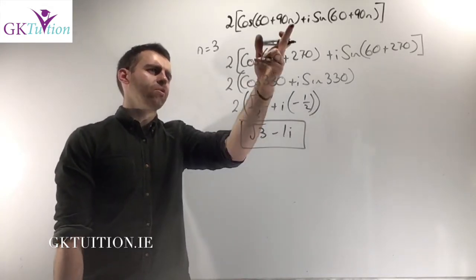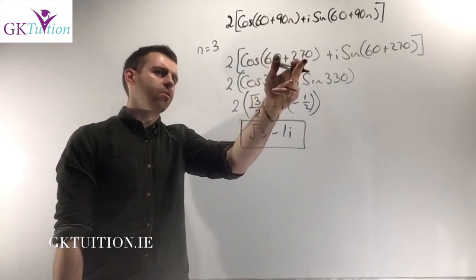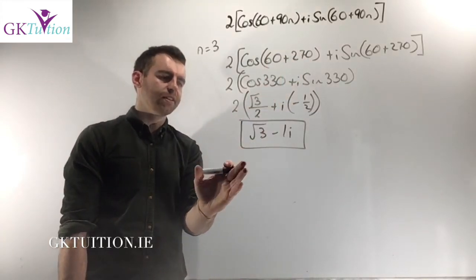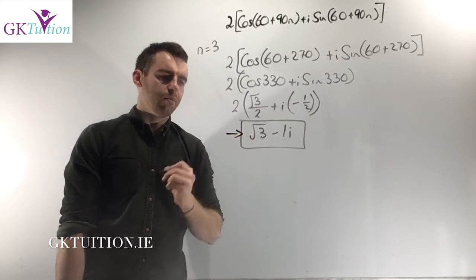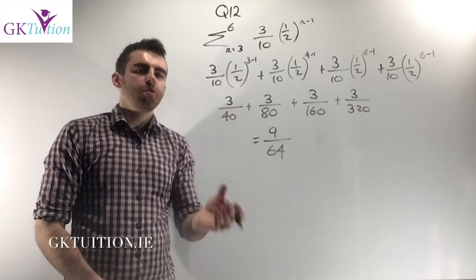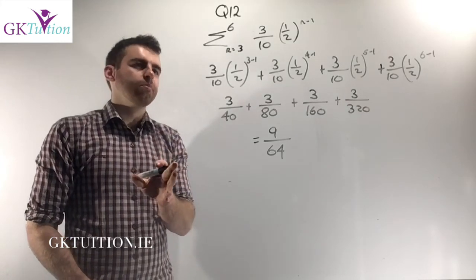If I sub in n equals 3, obviously 90 times 3 is 270, plus 60 is 330. And if I simplify it down, I end up with root 3 minus 1i as my fourth answer for this one. Question 12 here, we were just dealing with an obscure symbol.